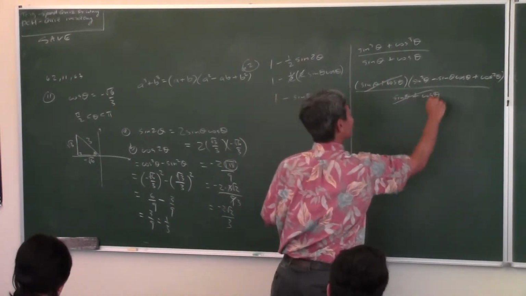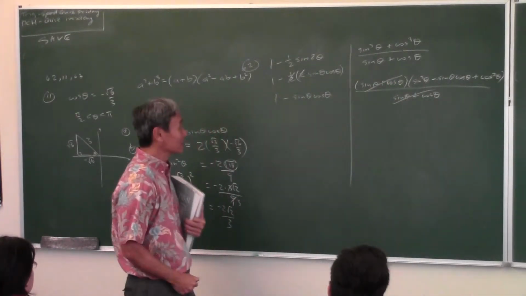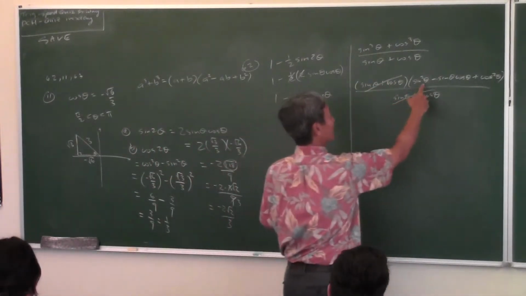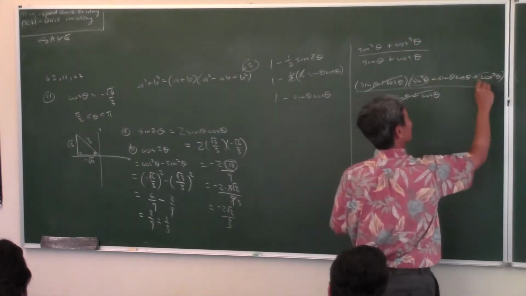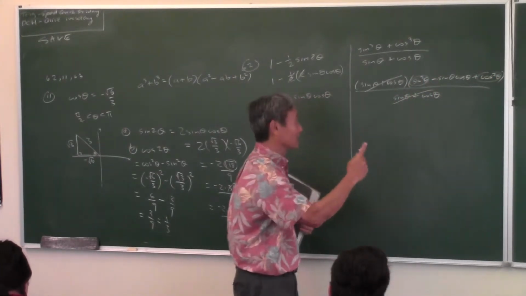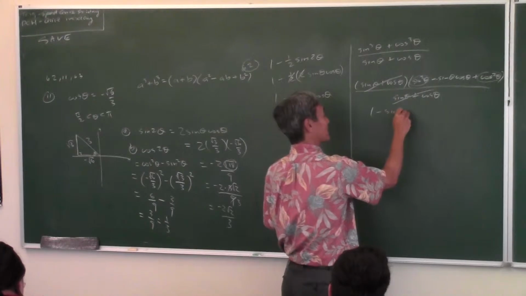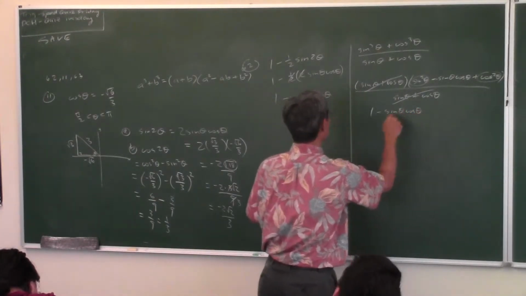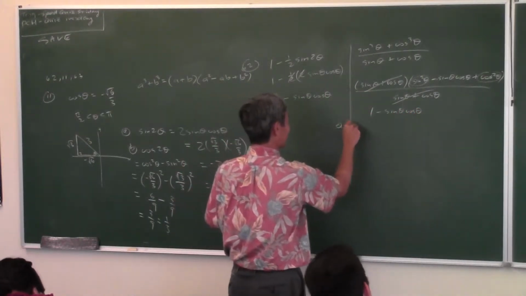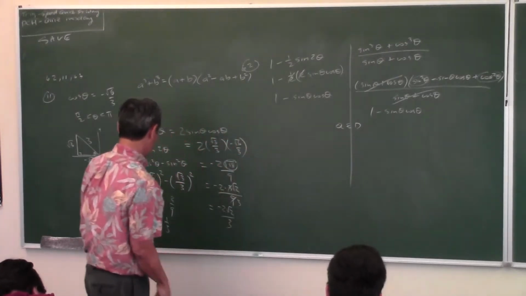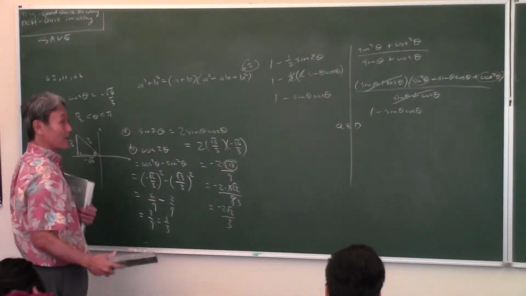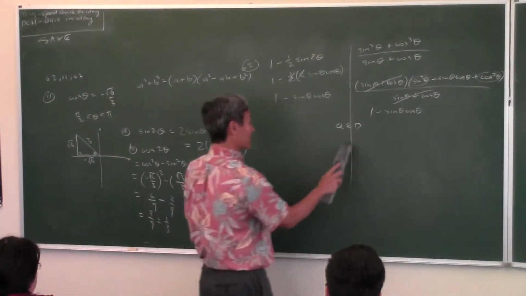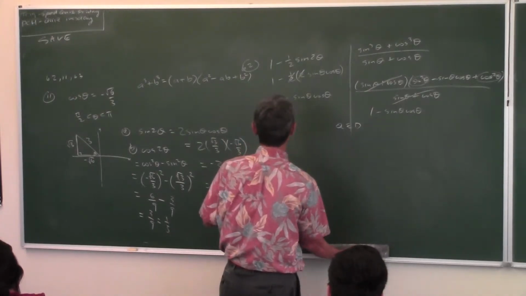Hey, this cancels this. That looks good. And then, hey, use somebody. What is sine squared plus cosine squared? 1. That's 1. So you get 1 minus sine theta cosine theta. It's the same thing. Quite easily done. So again, what's the key step? You gotta, it's algebra, right? That's what it is. It's algebra.